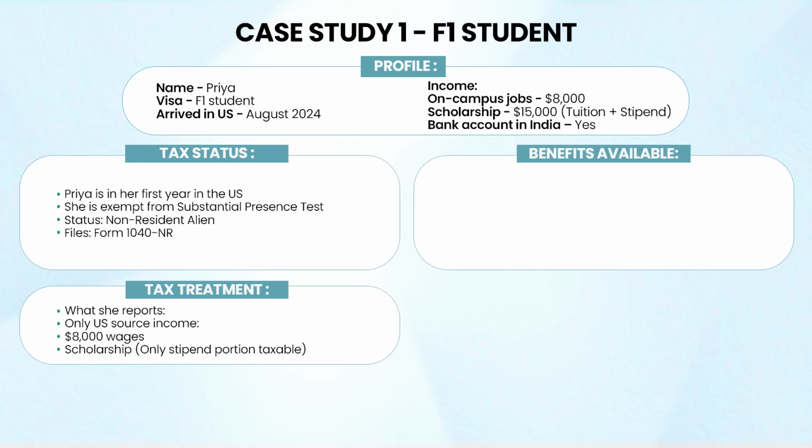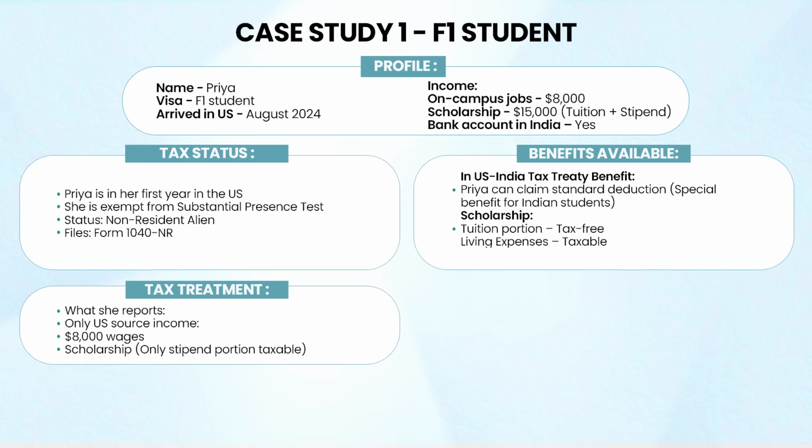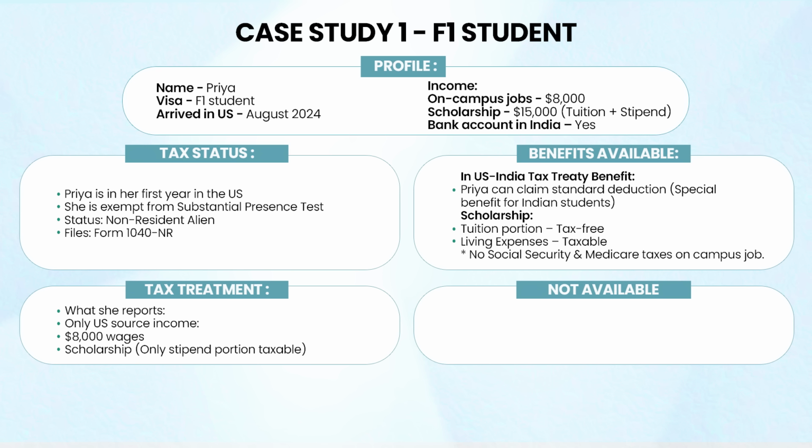Now let's look at the benefits available to her. Since Priya is from India, she can take advantage of the US-India tax treaty. This treaty gives Indian students a special benefit, which allows her to claim the standard deduction. Also, since her job is on campus, she does not have to pay Social Security and Medicare taxes on that income. However, there are certain benefits that are not available to her. She cannot claim education credits like the American Opportunity Tax Credit or the Lifetime Learning Credit. She also cannot claim the Earned Income Tax Credit. She is also not allowed to file a joint tax return.